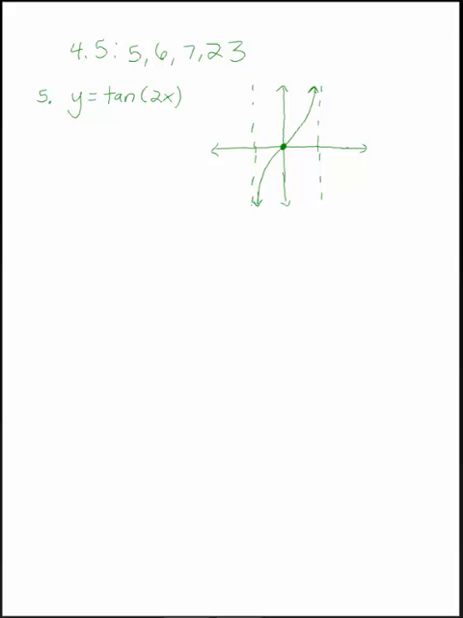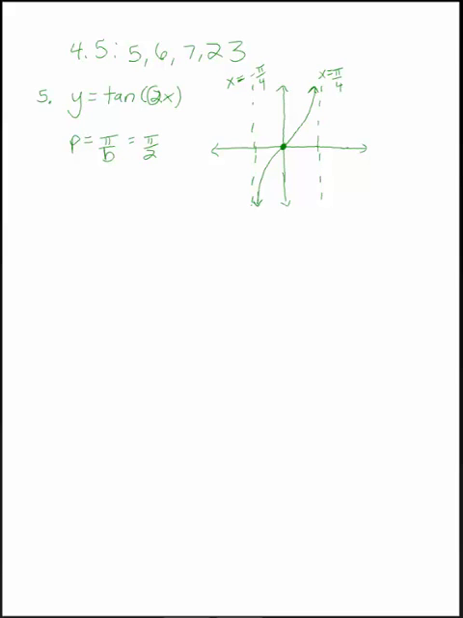So I know that for tangent, the period is pi over b. And choosing the b value, my period here is going to be pi over 2. So that means that the distance between the asymptotes has to be pi over 2. So that means this first asymptote is going to be at pi over 4, because half of pi over 2 is pi over 4. This asymptote is going to be at x equals negative pi over 4. So that the distance between those asymptotes is pi over 2.